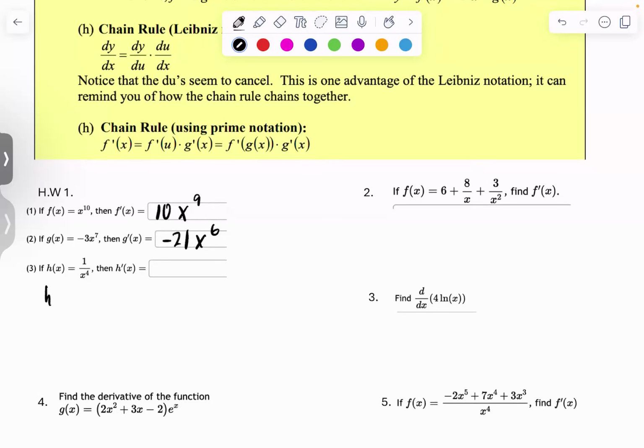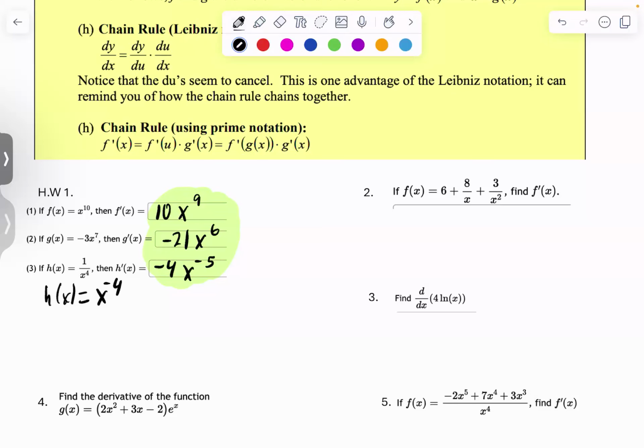And h of x, in this case, is 1 over x to the 4th, or x to the negative 4th power. So its derivative is going to be negative 4x to the negative 5th power. Remember, negative 4 minus 1 gives me the negative 5. So when it's a positive exponent, it goes down. When it's a negative exponent, it gets bigger. And so here are our power rule derivatives.